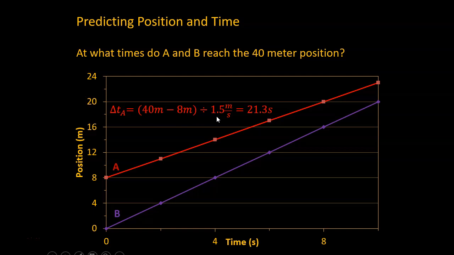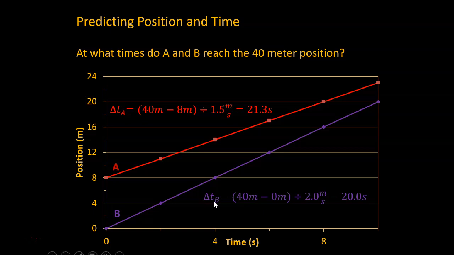And we know that it covers 1.5 meters every second. That's the velocity. So if we divide this velocity into the change in position, the 32 meters, we'll find that it takes 21.3 seconds for object A to get from the 8-meter mark to the 40-meter mark, which is up here off the graph. Now let's do the same thing for object B.